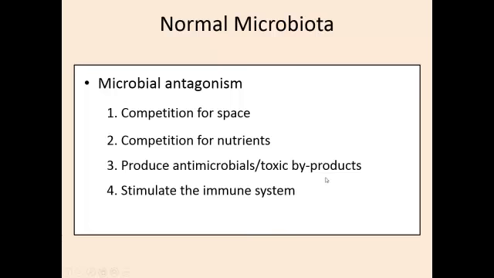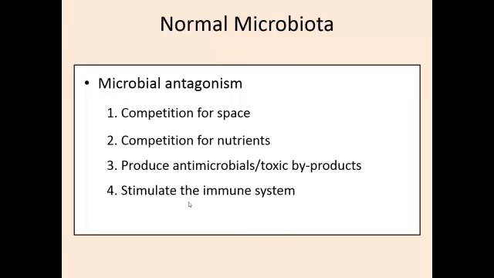Some of your normal inhabitants of your mucosa, especially in the female reproductive tract and in the urinary tract of everybody, lower the pH through their byproducts, and this inhibits the growth of most pathogens. Also, they stimulate your immune system.